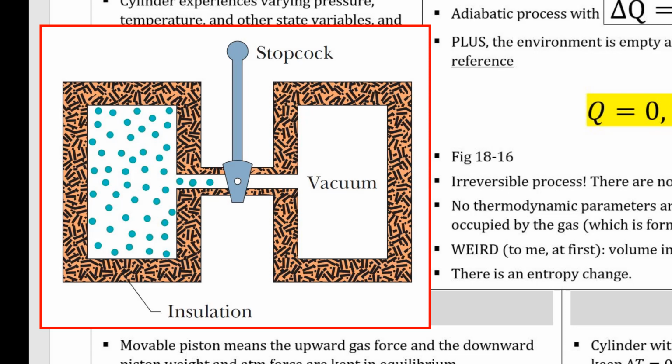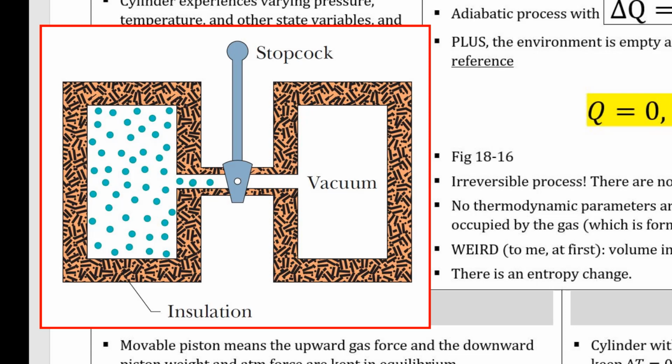The thermal insulation means it's going to be an adiabatic process because no heat is going to flow in or out. My working substance, in this case gas particles, reside entirely in the left chamber. When I open that valve, the gas expands from the left chamber and into the right chamber. As it does so, no work is done.